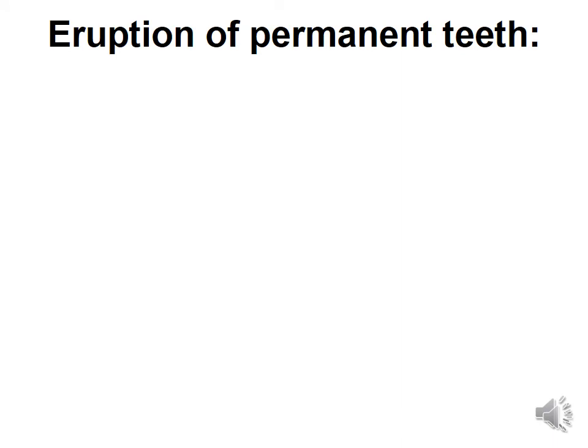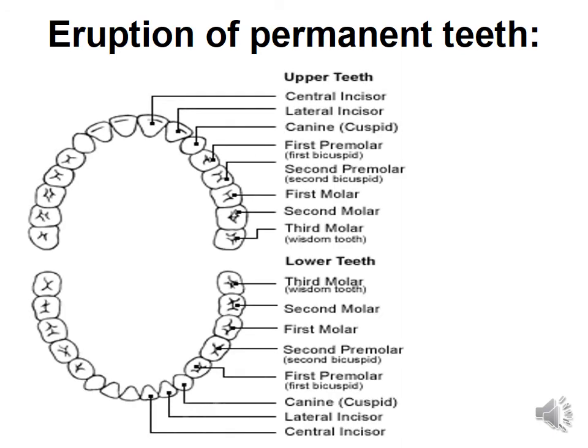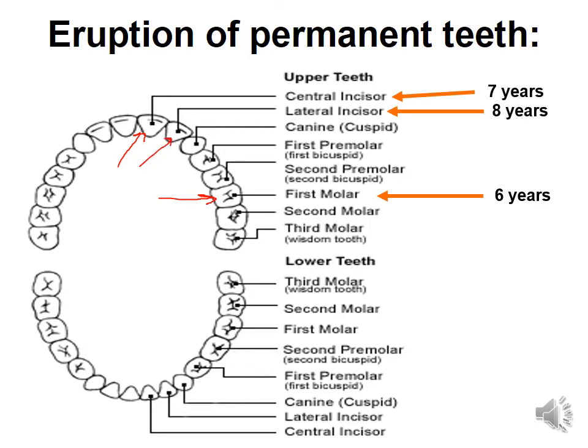Then the permanent teeth appear. What is the sequence? The first to erupt is not the same as the first to erupt in the primary teeth. If we remember, we have 5 teeth in the primary teeth. The first to appear here is a new one, called the first molar. The first permanent tooth to appear is the first molar. It erupts at the age of 6 years, followed by the central incisor at the age of 7 years, then the lateral incisor that erupts at the age of 8.